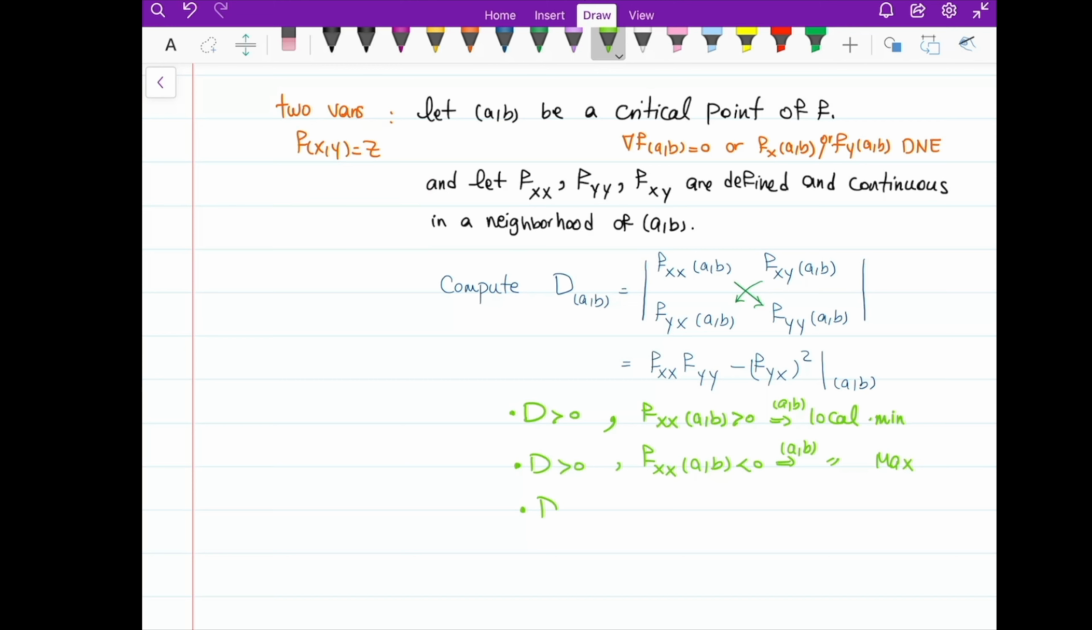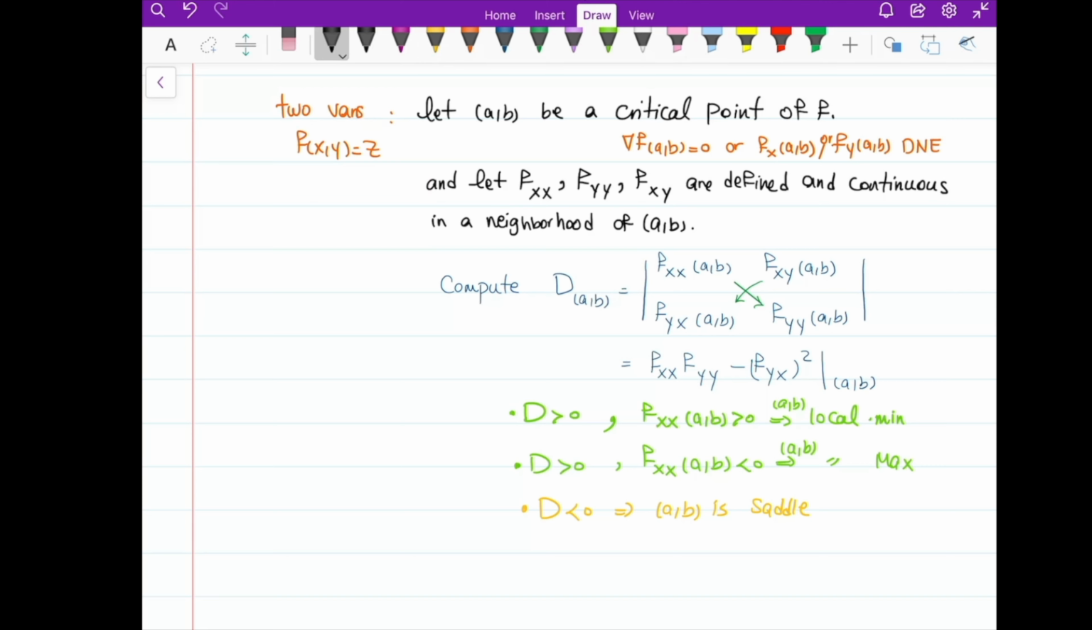And if D is negative, this is one of the cases, if D is negative, then the point A, B is a saddle point.